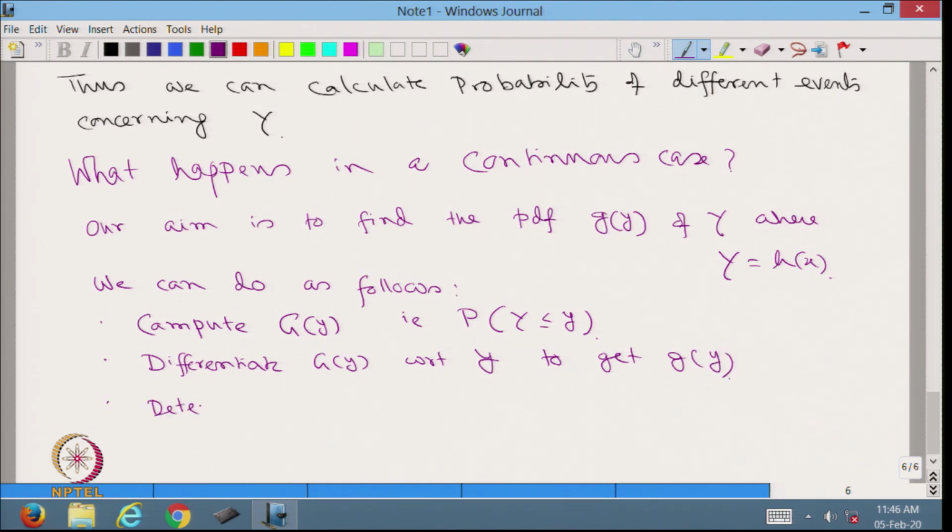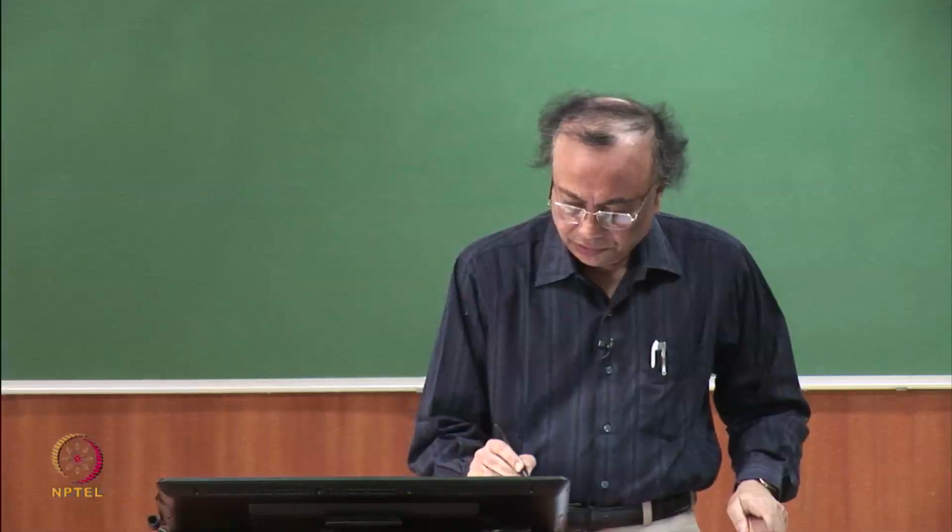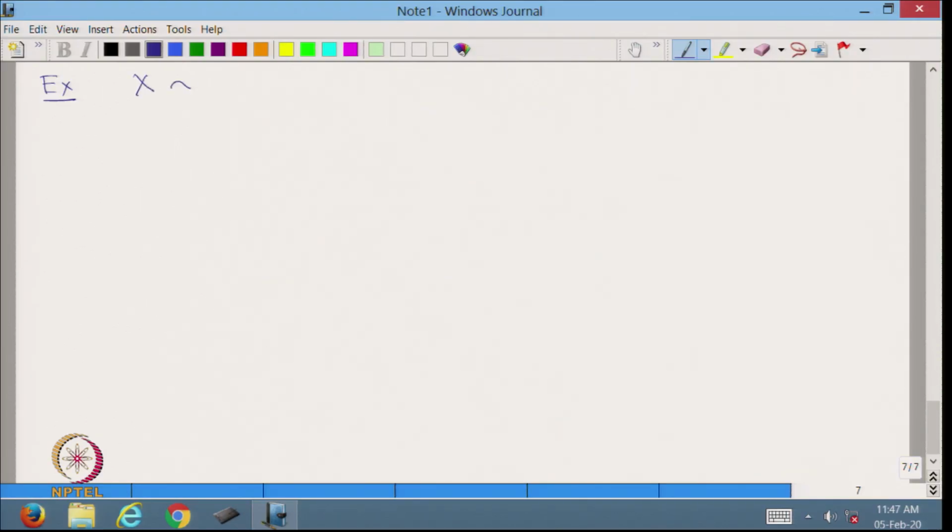Determine the set of values of y such that g_y is greater than 0. But the main question is how to get probability capital Y is less than equal to small y. Let us start with an example. X is distributed as follows, that f of x is equal to 2x when 0 less than equal to x less than equal to 1, and it is 0 otherwise.